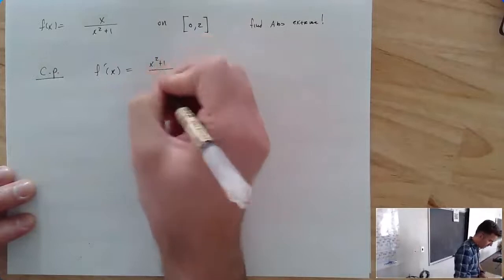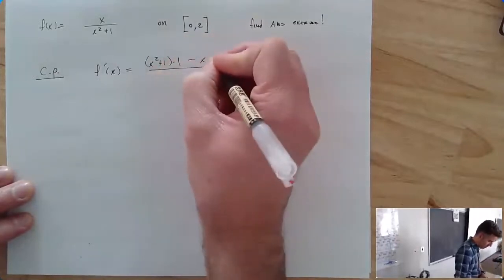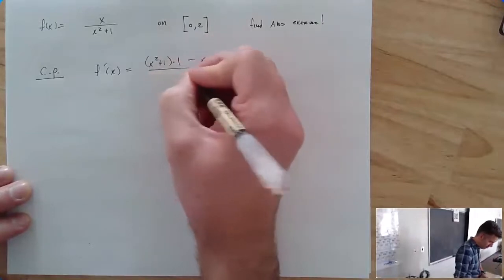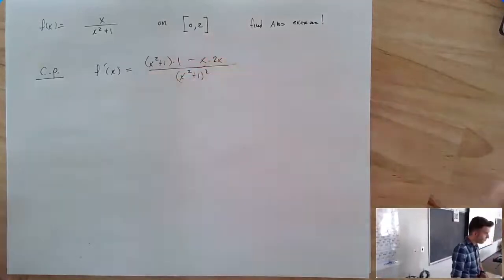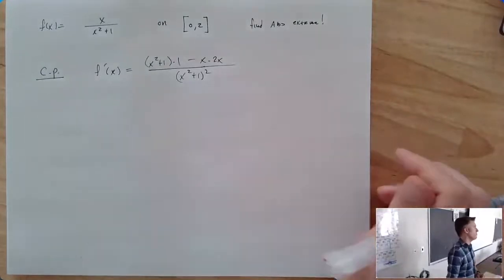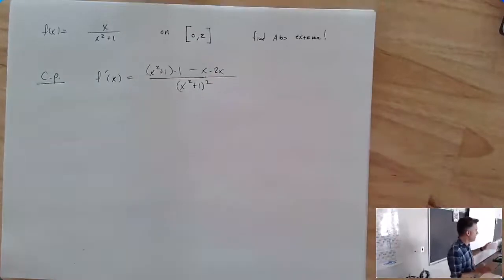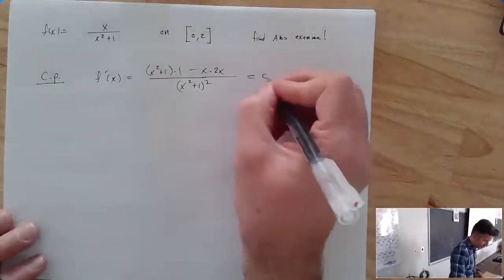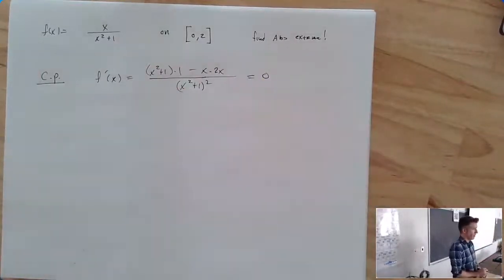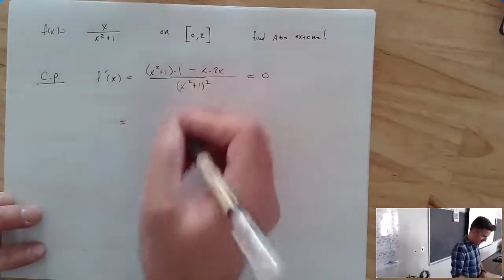Quotient rule: bottom, derivative of the top, minus the top, derivative of the bottom, all over the bottom squared. And this is why we actually want to spend some time simplifying things. For a lot of the class we've been saying don't worry about simplifying, it's not a big deal. That's usually true until you get to the place where you're trying to take this derivative and set it equal to 0. Then you really want to be able to simplify your expressions to make it easier to solve.